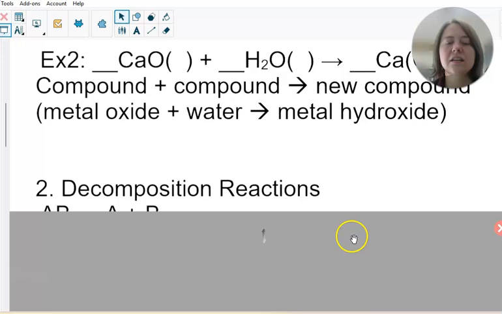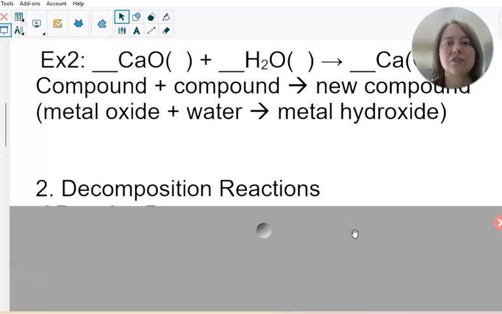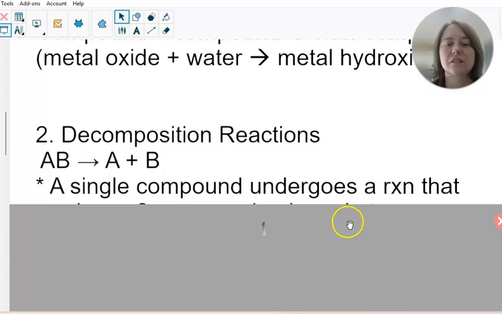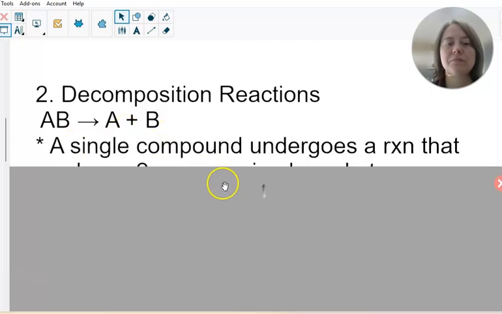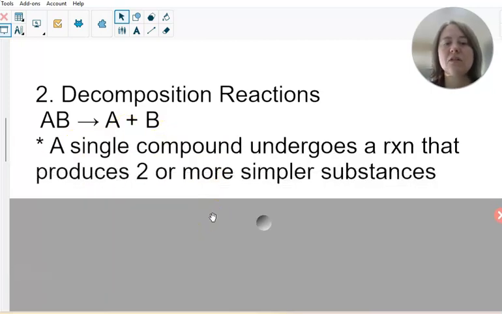Then the second of the 4 types of reactions we're going to talk about are decomposition reactions. So that's where we have a compound which breaks up into an element, or a more complex compound breaks up into more simple compounds. So please write this down. A single compound undergoes a reaction that produces 2 or more simpler substances.